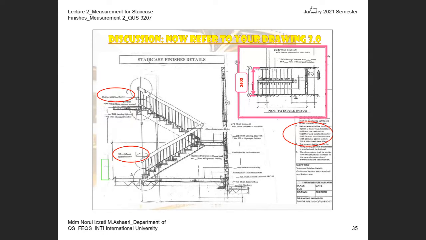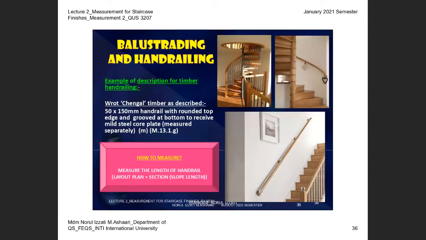What I would like you to take note of here as well is not only the material, because you have to measure the painting as well. That means once we have different material, the steel requires a different kind of painting. Handrail or timber requires a different kind of painting. So that must be clearly shown, must be clearly identified.